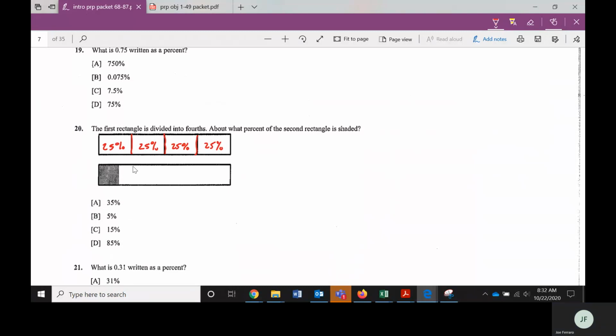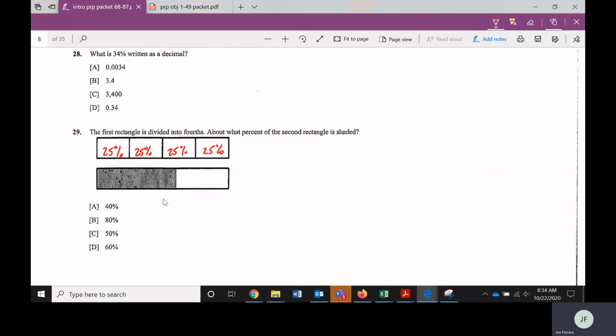Okay. We're going to skip and do a couple more of these, and then we'll go back to the other type of problems. So you're going to turn the page, number 29. Again, this is the same thing. Each one of these is 25%. If you don't understand how I got that, write me a message and I'll take more time to explain.